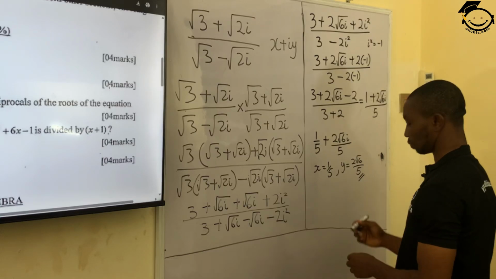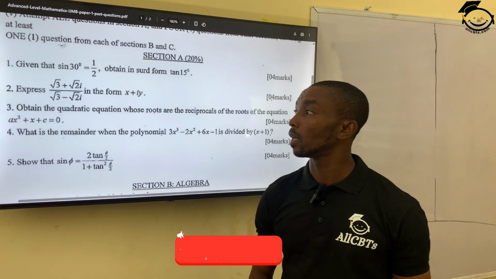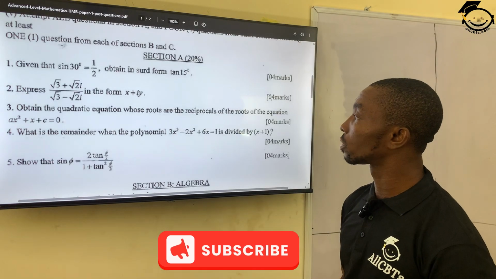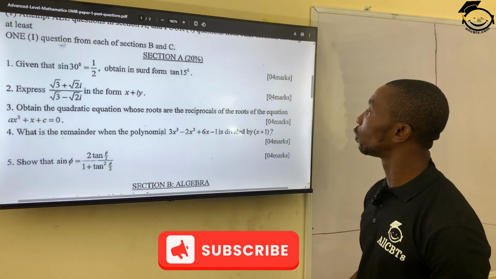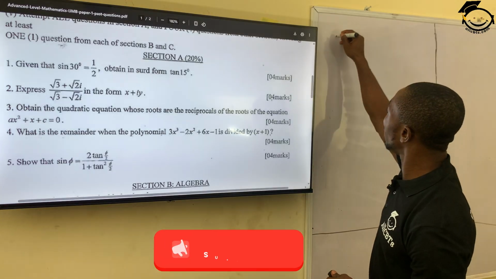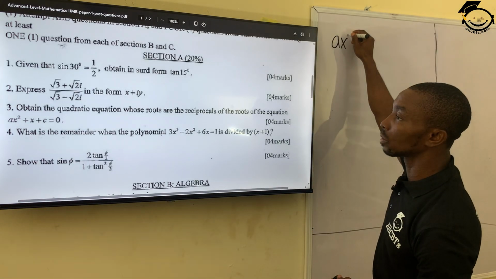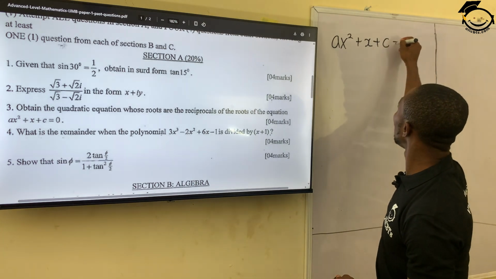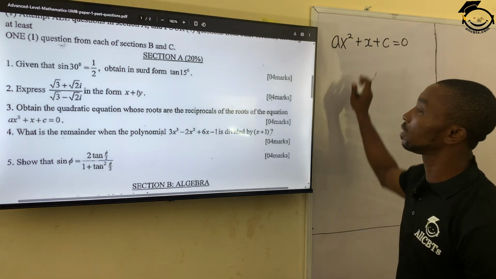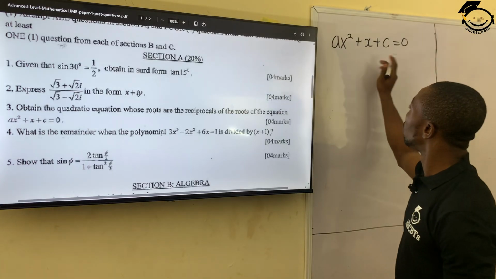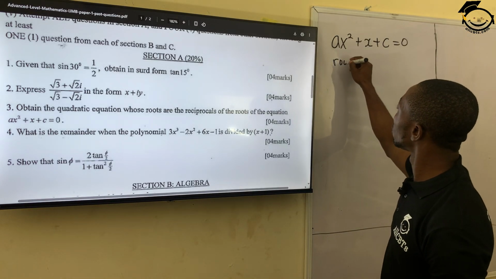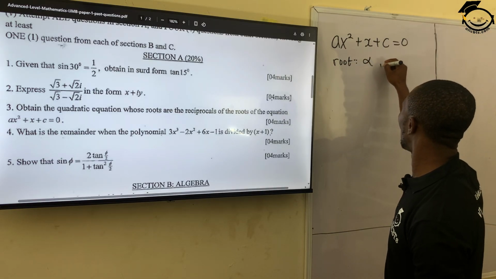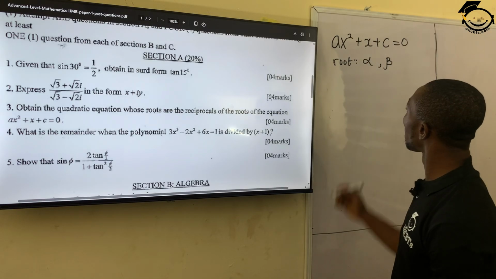Question 3. It says, obtain the quadratic equation whose roots are the reciprocal of the roots of the equation ax squared plus x plus c equals 0. Now, this is our given equation. For our roots, we are having it as alpha and beta.